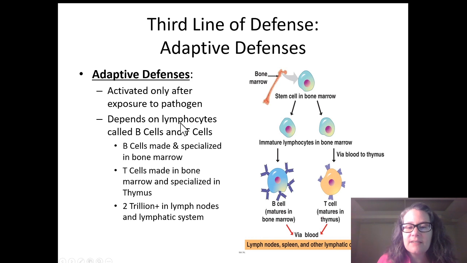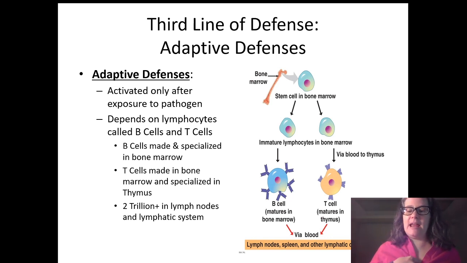This depends on some lymphocytes called B cells and T cells. B cells are made in bone marrow and specialized before they're released out into the bloodstream. T cells are made by your stem cells in bone marrow, but then they are specialized in the thymus. The thymus is kind of underneath the sternum area in the center part of your chest. You make about 2 trillion plus of these different B cells and T cells. You need a great diversity of them in order to be able to defend your body effectively. And so we'll be talking about these particular kinds of cells.